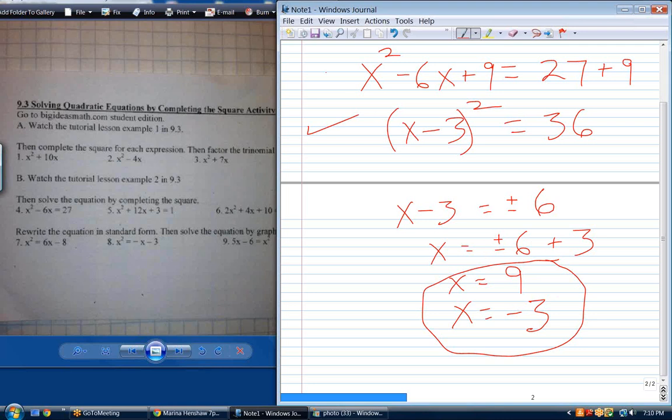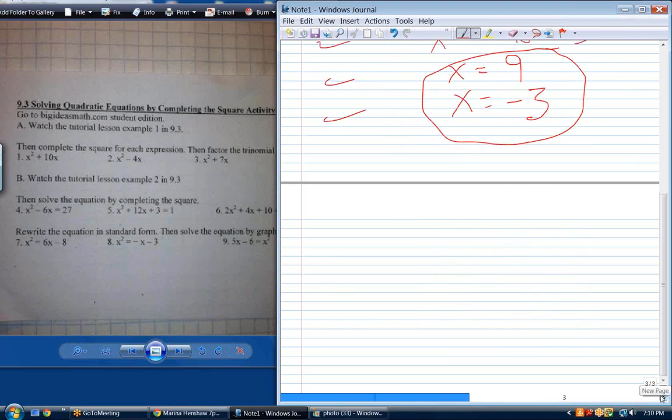So this is the exact pattern on every single problem where you complete the square. You go through every single step exactly the same. So let's do another one. Number 5. x squared plus 12x plus 3 equals 1.